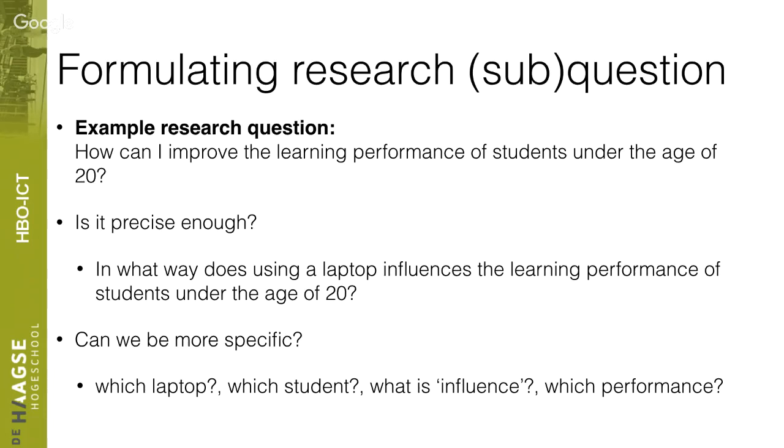For example, how can I improve learning performance of students under the age of 20? So is that precise enough? Is that specific enough? Maybe it's too broad. We cannot study every aspect of learning, because then we don't have time to look into books, into what kind of lecturers you have, what kind of slides there are. So maybe we can be specific for now on a specific part of this.